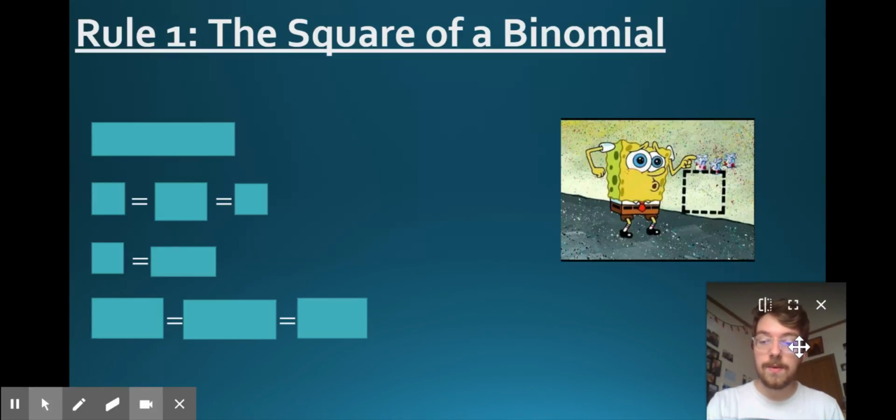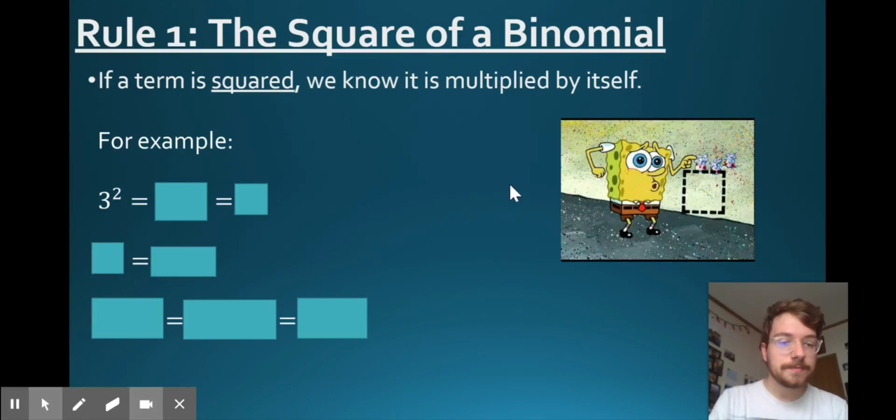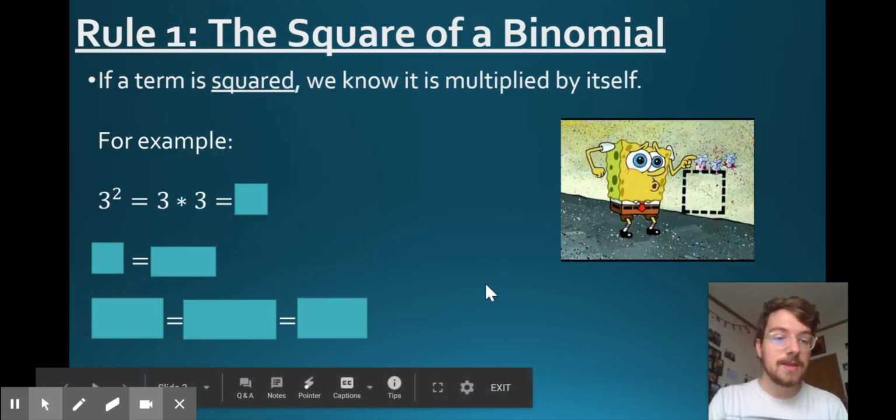Now we all know, or we all should know at least, what squaring is. But just as a reminder, if some term is squared, whether it's a number or a variable or whatever, we're multiplying that term by itself. So let's just do some examples to start us off. If I've got 3 squared, or 3 to the second power, that just means I'm multiplying 3 by itself. So I'm doing 3 times 3, which should be 9. We all should know this at this point.